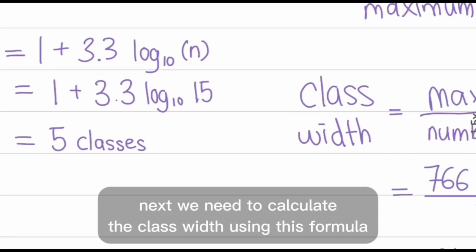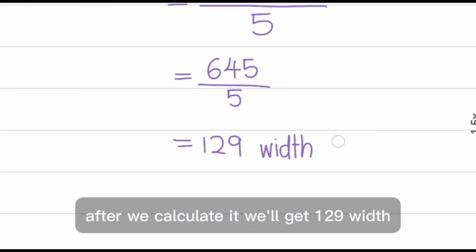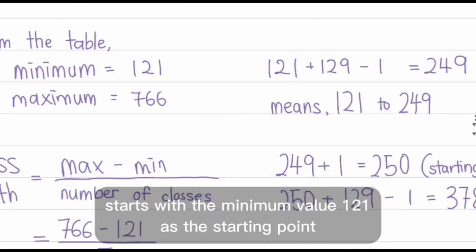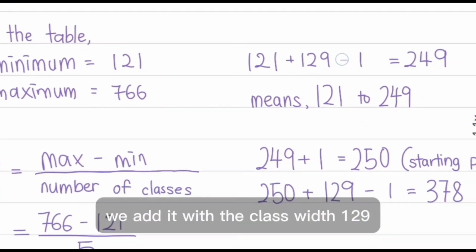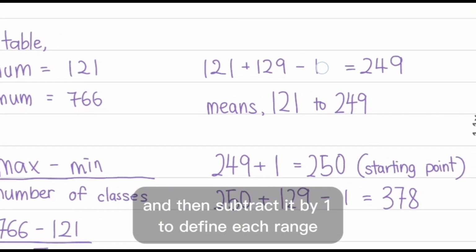Next, we need to calculate the class width using this formula. After we calculate it, we will get a width of 129. Using that, we can finally build the class intervals. Start with the minimum value, 121, as the starting point. We add it with the class width, 129, and then subtract 1 to define each range.